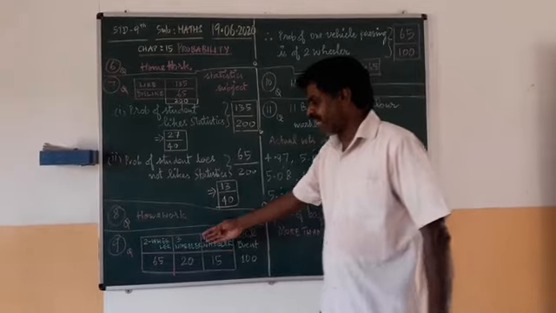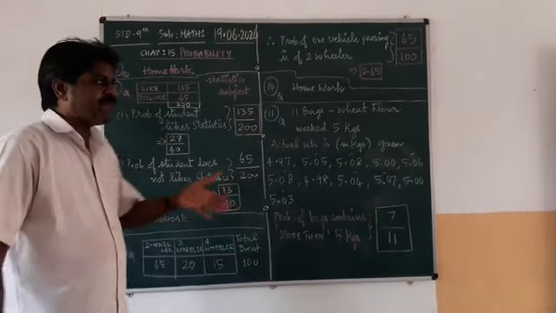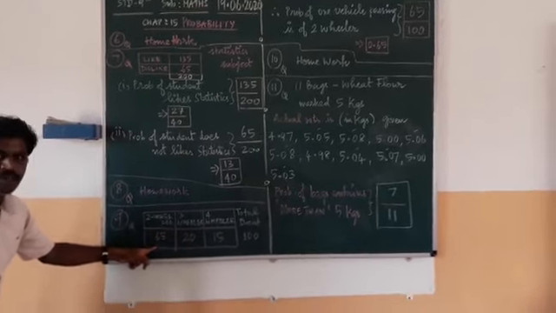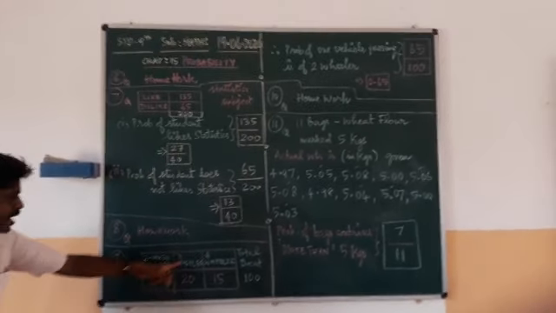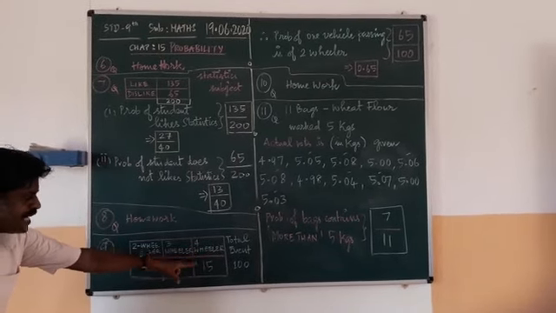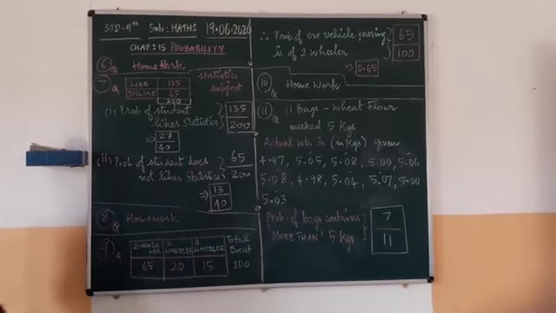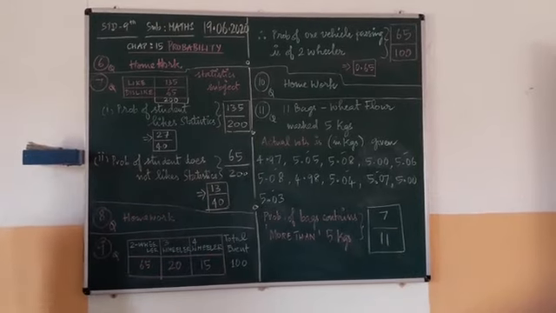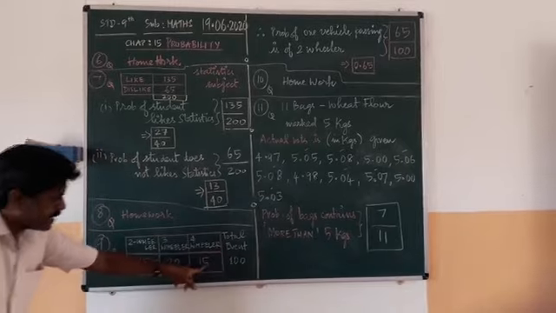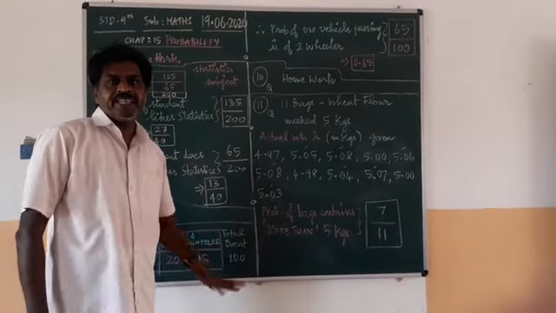I have taken it randomly. In front of my gate, how many vehicles are traveling? 65 two-wheelers are traveling, 20 three-wheelers are traveling, and 15 four-wheelers are crossing my gate on the road. So the total number of events is 65 plus 20 plus 15, which equals 100.